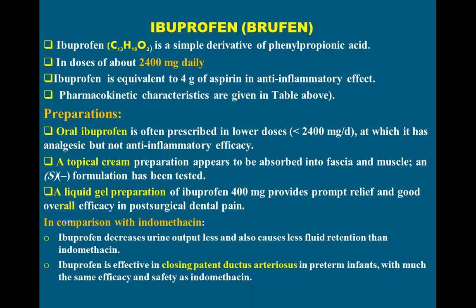Other differences: profen is effective in closing patent ductus arteriosus in preterm infants with much the same efficacy and safety as indomethacin. So first difference, decrease in urine output is less. Second, it is effective in closing patent ductus arteriosus. And the oral and intravenous routes are equally effective for this indication.